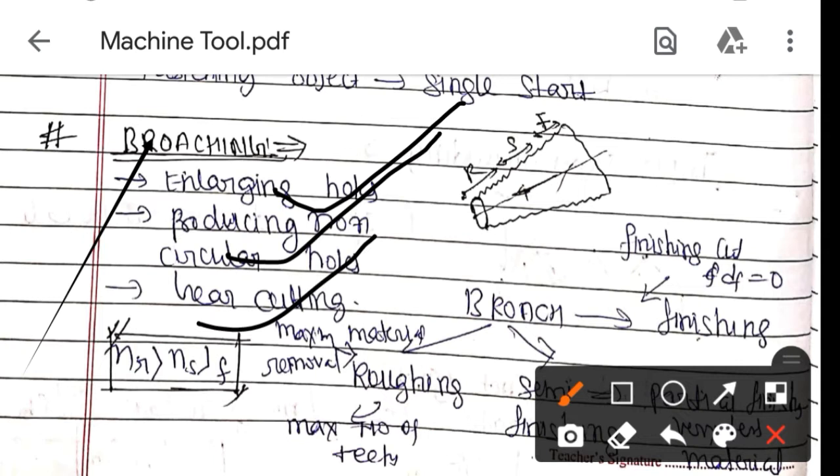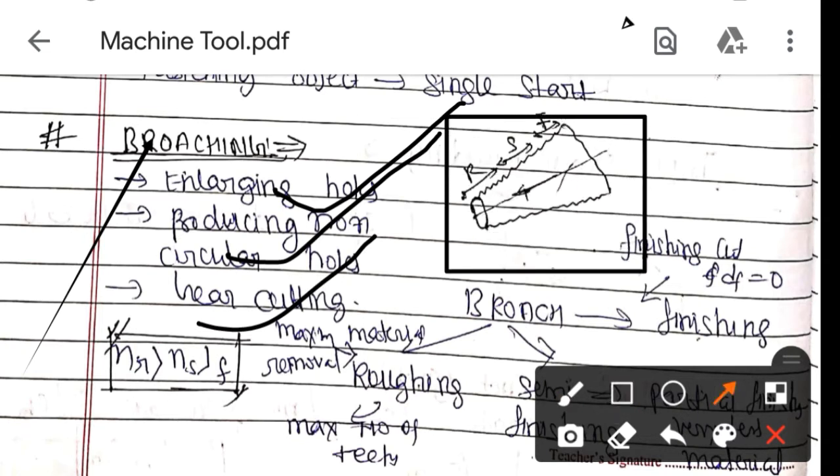The broaching tool is used for these. So we'll do the analysis on the broaching tool and what types of questions they ask in various competitive exams. According to that, we'll look at at least one question of each type. So this is the broaching tool, and this is how it looks. What is this R, what is this S, and what is this F, we'll talk about now.